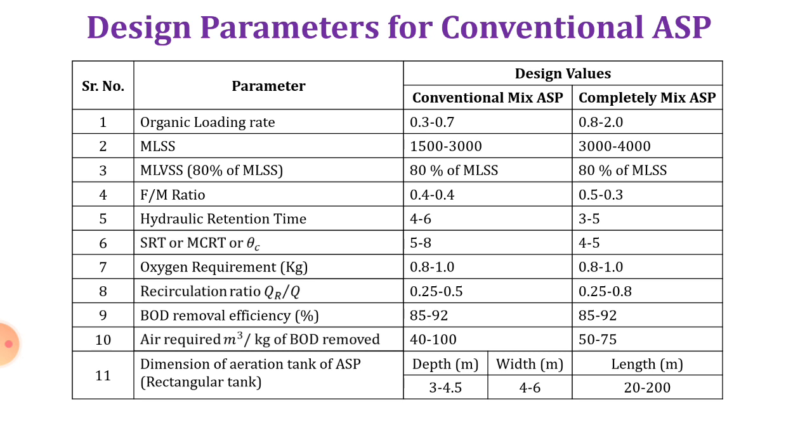These are certain design parameters that should be considered while designing the conventional ASP. The ASP may be of two types, conventional or completely mixed ASP. So according to the type, various parameters like organic loading rate, MLSS, MLVSS and others change. So please refer to the design parameters while designing the ASP.